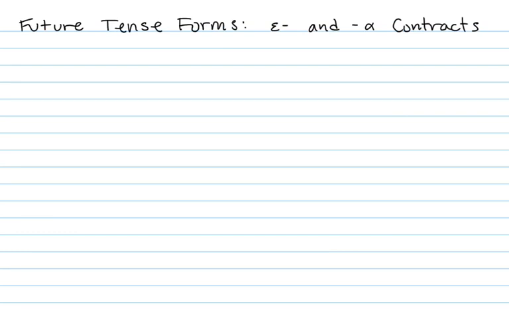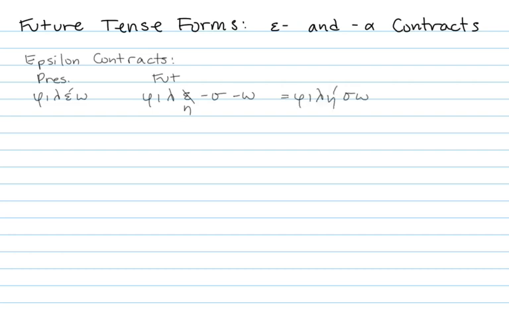So now let's look at the pattern for forming the future tense of epsilon and alpha contracts. For epsilon contracts, you would expect phileo to become phileso, and that's almost what happens, except the epsilon before the sigma lengthens to an eta. So phileo becomes phileso, and that is the general pattern for most epsilon contracts.